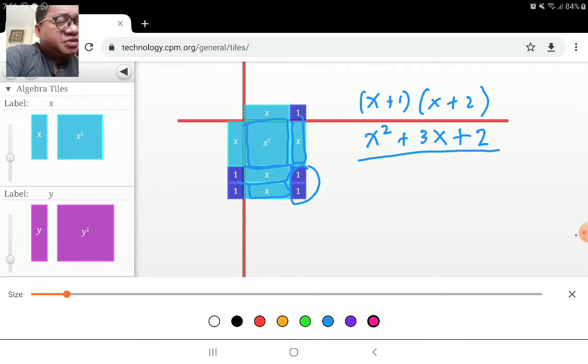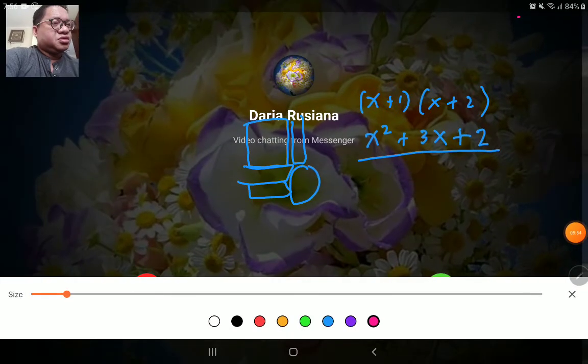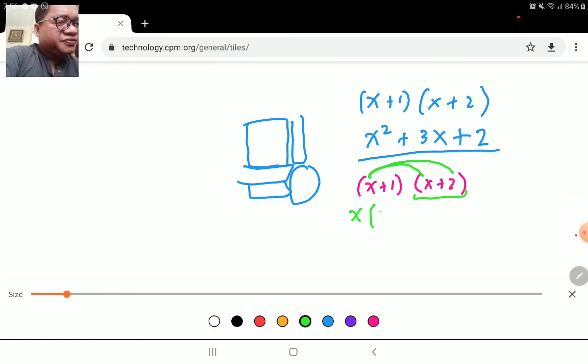But what is the technique before? Before, you have x plus 1 times x plus 2. So what we did is we multiply x times x plus 2. All right, so let's try to do it. Or maybe we can just copy this again: x plus 2, and then plus 1, and then you copy again, plus 1, and then x plus 2.